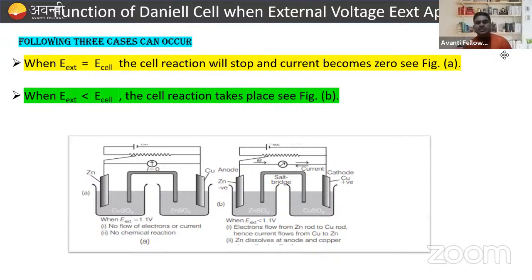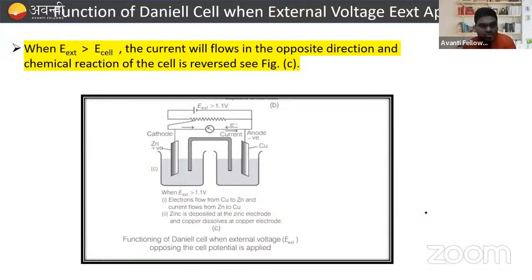Right. Now the next case, one more case is here. When the external voltage of the cell is greater than the E cell, then the current will flow in the opposite direction and the chemical reaction of the cell is reversed. So basically when the external voltage you applied is more than the EMF of the cell, then what actually takes place there? Electrons flow from the copper to zinc and current flows from zinc to copper. Zinc is deposited at the zinc electrode and the copper is dissolved at the copper electrode. So this is the function of the Daniell cell when an external voltage opposing the cell potential is applied.